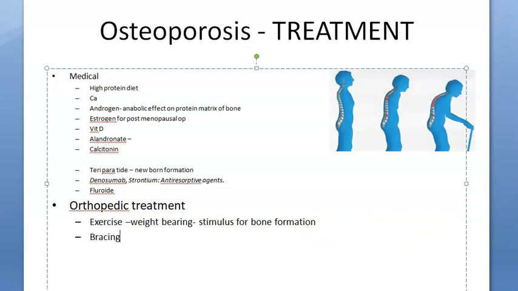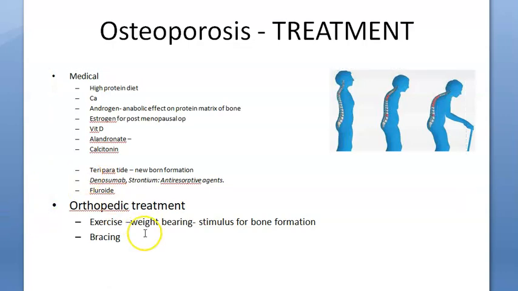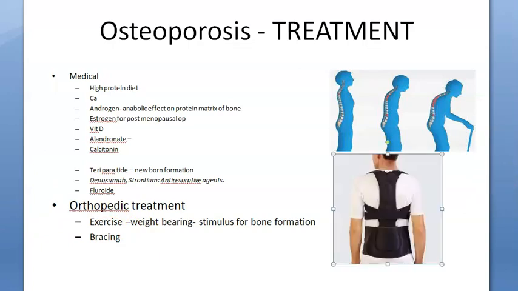Bracing. Okay, bracing. Standard bracing means you are going to brace the spine, etc., to prevent pathological fractures in a severely osteoporotic spine. Bracing, you know what it is, right? Something like that. Okay, that's a brace.